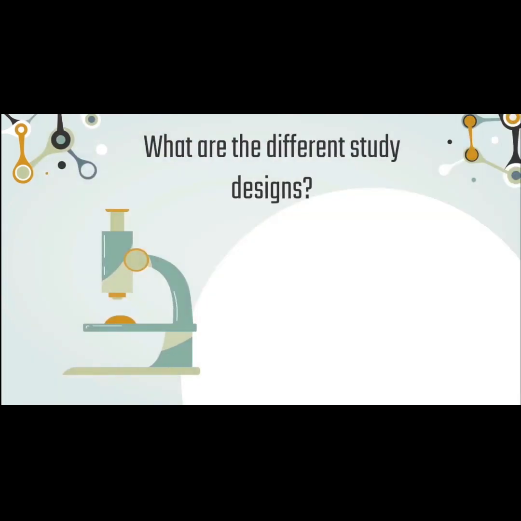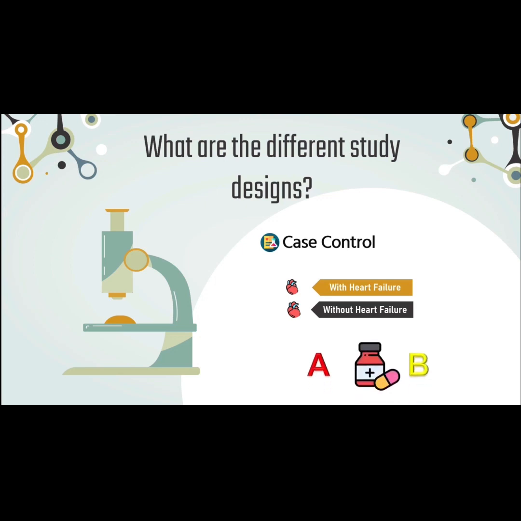The next type of studies is called case control studies. What does case control mean? So case control studies start with the disease or start with the outcome. And in our example, we're talking about heart failure. So let's say that we have two groups of patients. One has heart failure and the other does not have heart failure. And we start with the disease. So we start with those who have heart failure, no heart failure, and we look back in the past to see who used drug A and who used drug B.